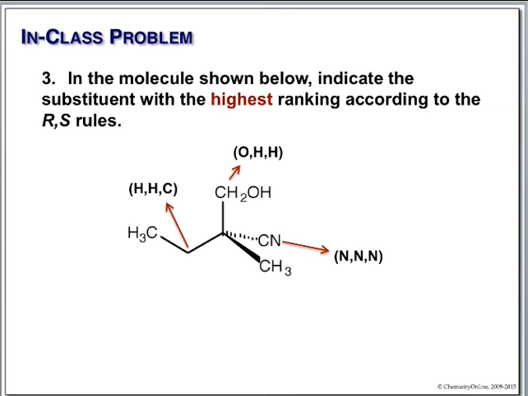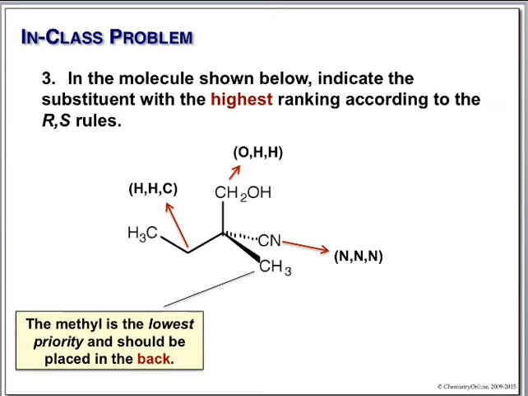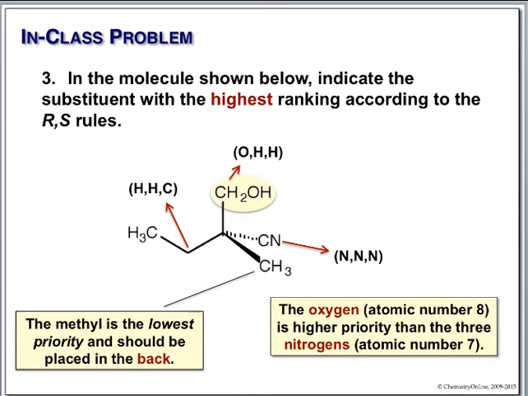The atomic number of nitrogen is 7. This is three hydrogens. So it's our lowest. Even though we have three nitrogens here, the atomic number is 7. Oxygen is 8. It wins. So when we look at these, we just got to remember the bonds. Yep. That's why we do functional groups first.